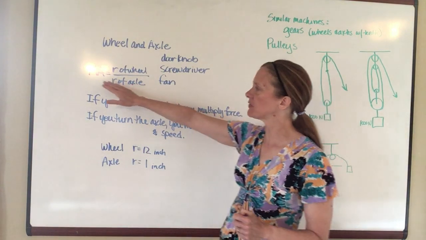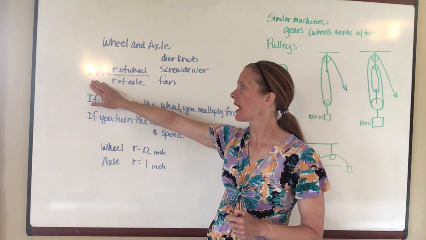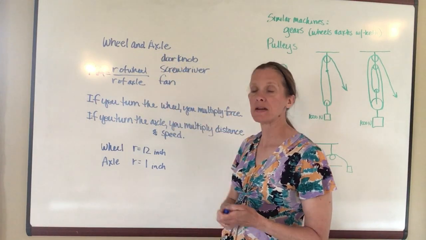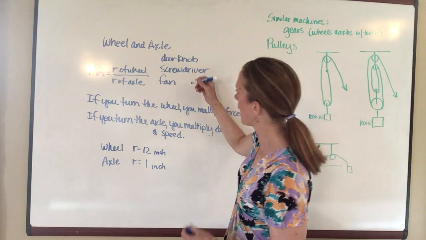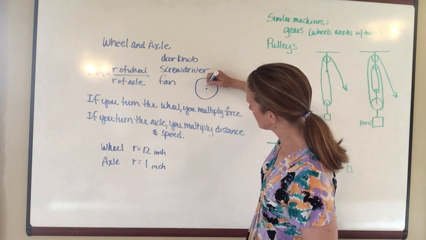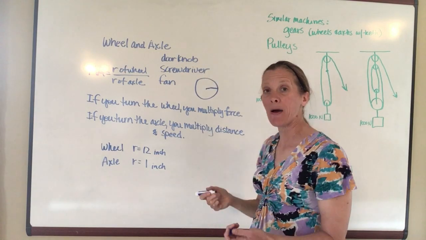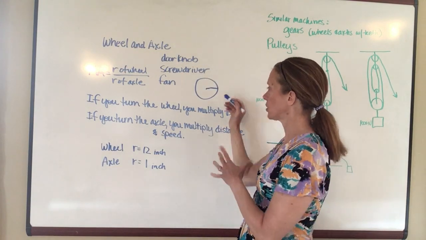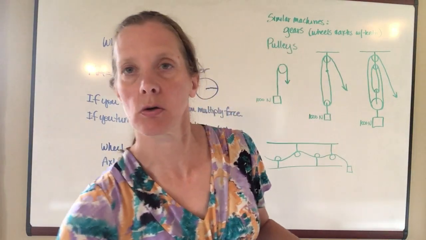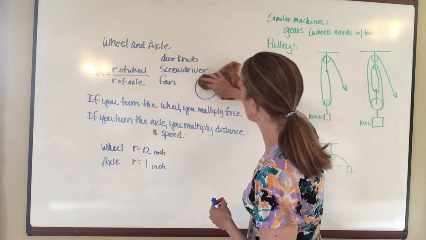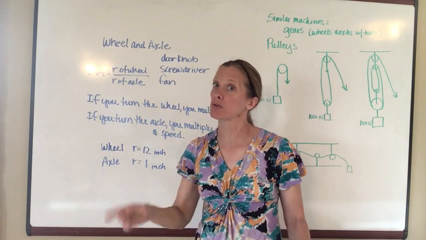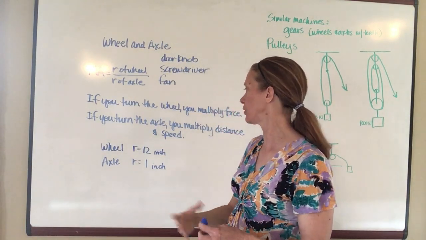To calculate the mechanical advantage of a wheel and axle, all you have to do is take the radius of the wheel and divide it by the radius of the axle. If you remember from your math classes, if you have a circle, the radius is the distance from the center to the outer edge. So dividing the radius of the wheel by the radius of the axle will give you the mechanical advantage. The interesting thing is that what the mechanical advantage tells you depends on whether you're turning the wheel or turning the axle.